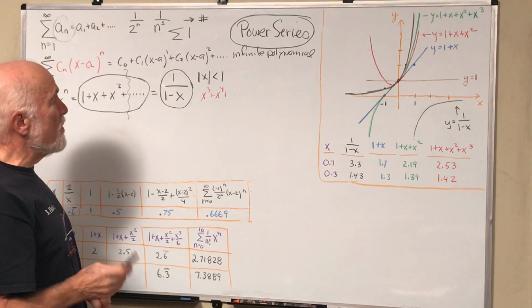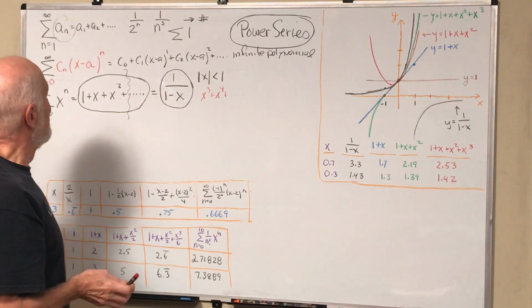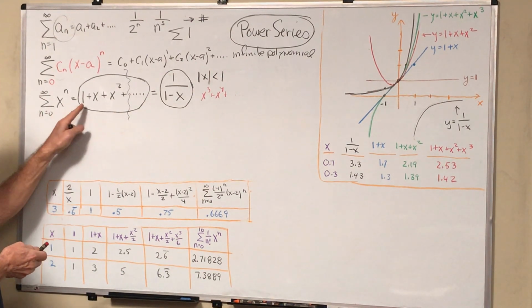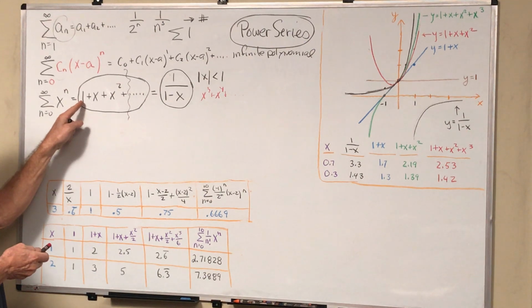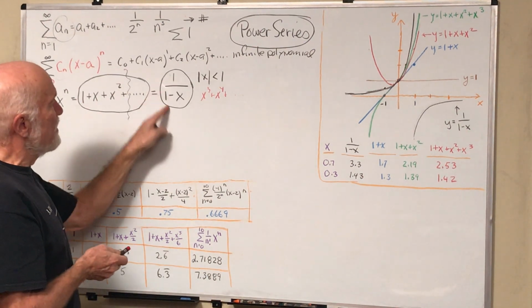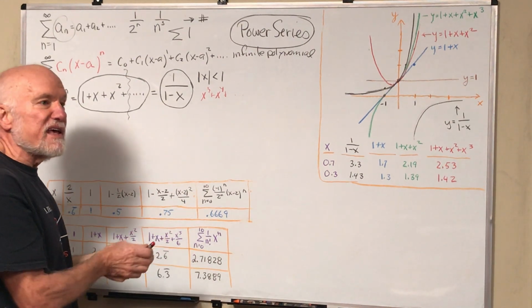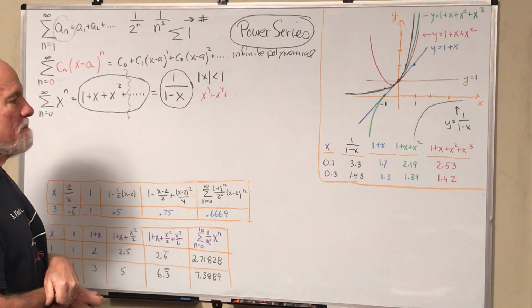And where is it going to do perfectly? At 0. And you can see that right here. If you put in 0, what do you get? 1 plus a bunch of zeros. Over here you get 1. So it works perfectly at 0, and the farther away you get, the worse it should be.